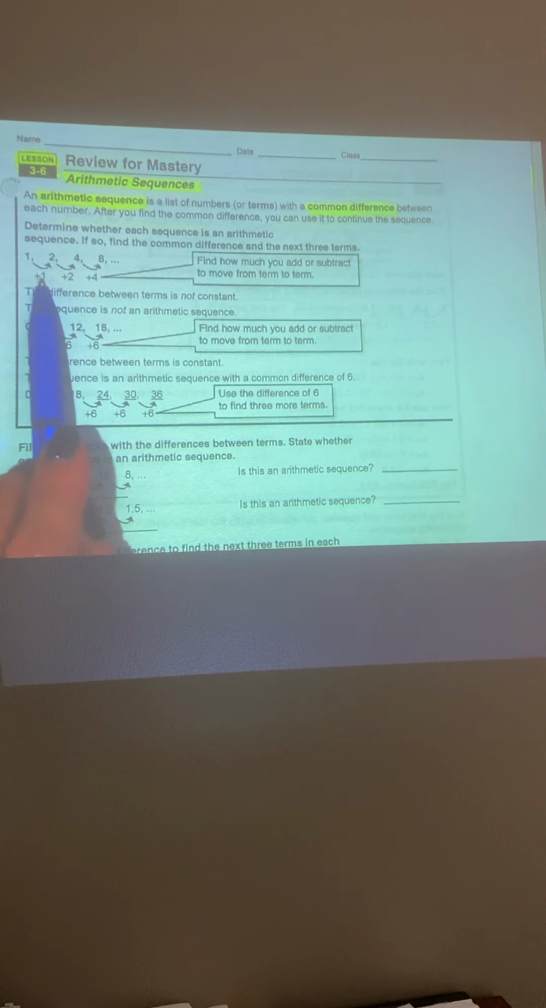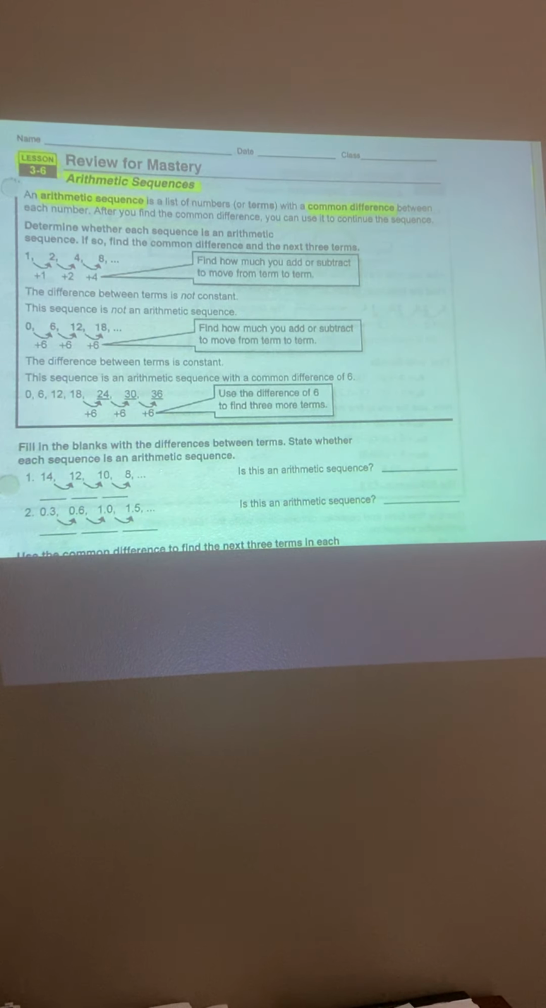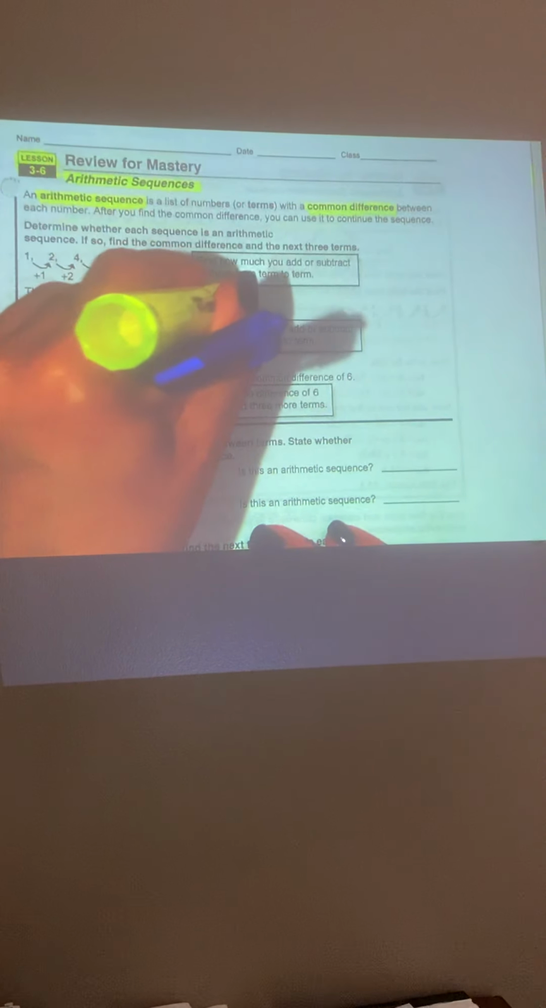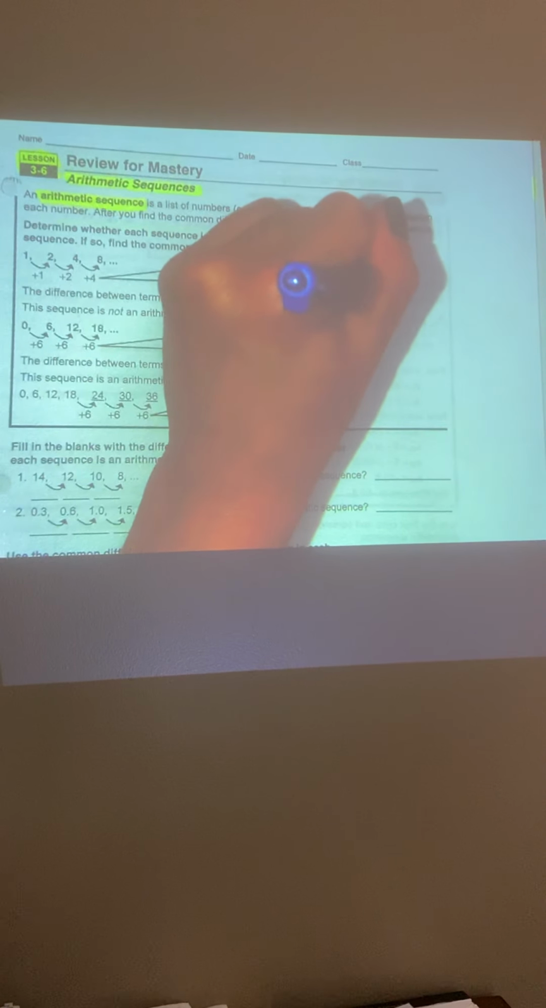1, 2, 4, 8. The difference between 1 and 2 is add 1, then add 2, then add 4. Does that have a common difference? No, that does not have the same common difference. Therefore, it is not constant. It is not constant, so your answer is no. It is not arithmetic.